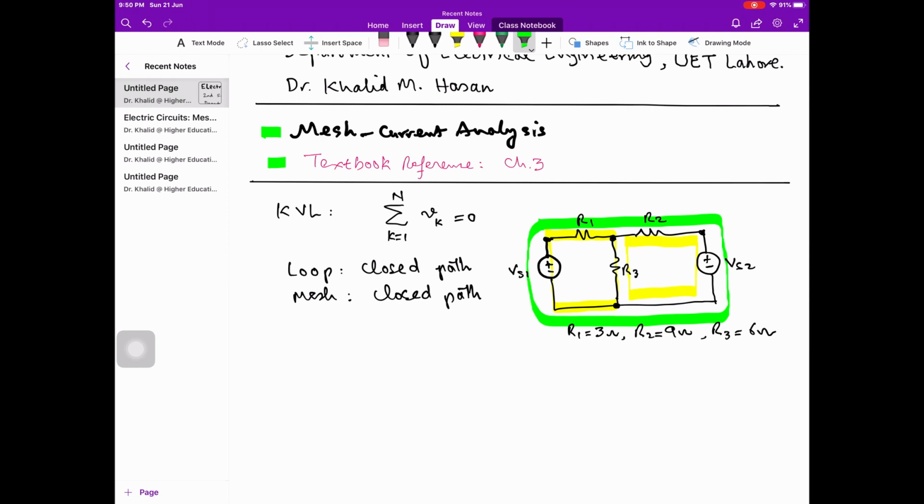Now, how many loops and how many meshes are in it? If we see the yellow over here, this closed path is a loop as well as a mesh. Another closed path over here is also a loop as well as a mesh. Let us call them A and B. And there is another closed path over here, the outer side. This is also a closed path. This is a loop. Now, which one is a loop and which one is a mesh?